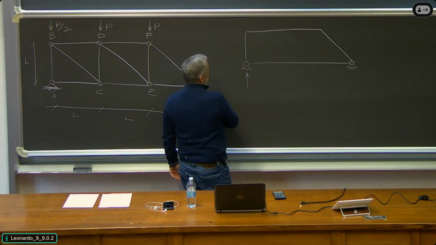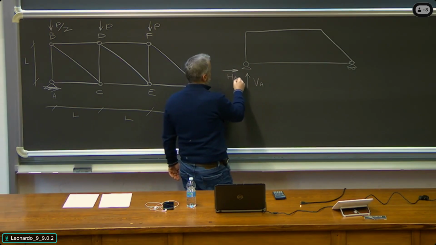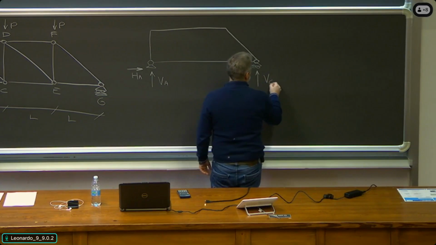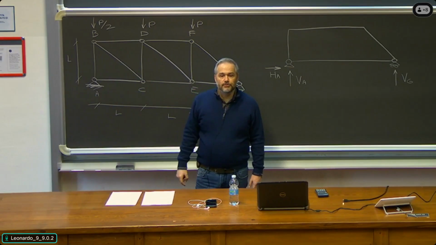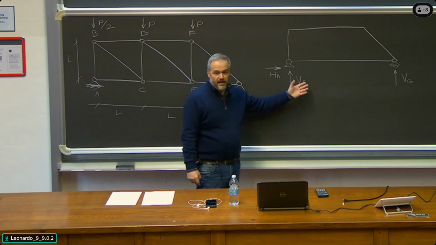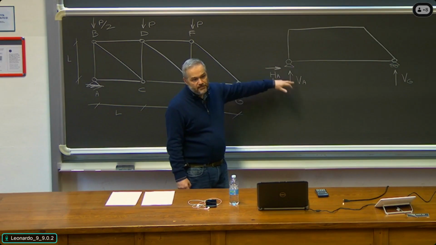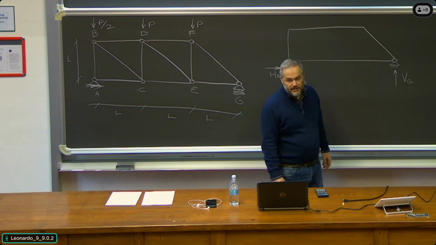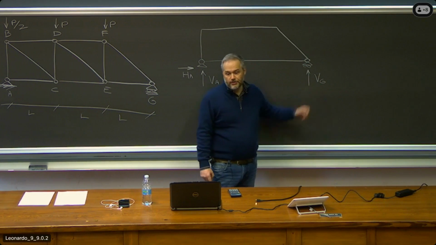What are the reaction forces? Here we have 2, because it's a hinge, VA and HA. And here there is only one, which is VG. A hinge prevents 2 displacements, horizontal and vertical displacements. As a consequence, we have 2 reaction forces. This prevents horizontal movement. This prevents vertical movement. A roller prevents only the vertical displacement. That is why we have only 1 reaction force.